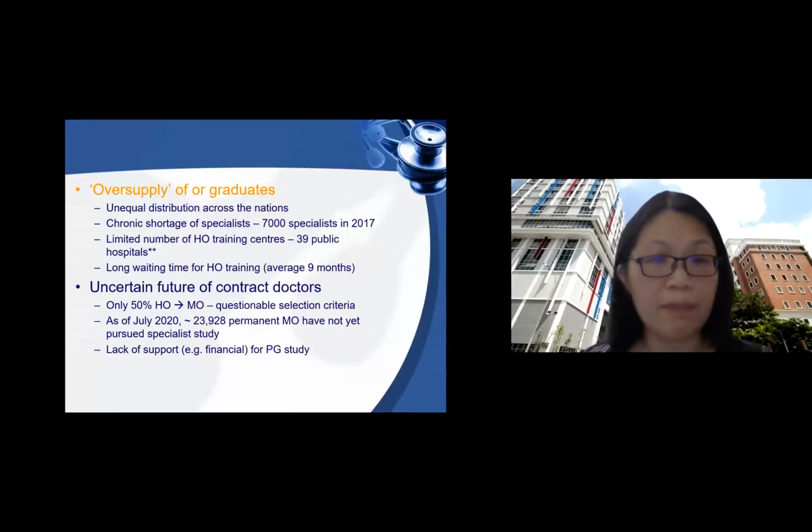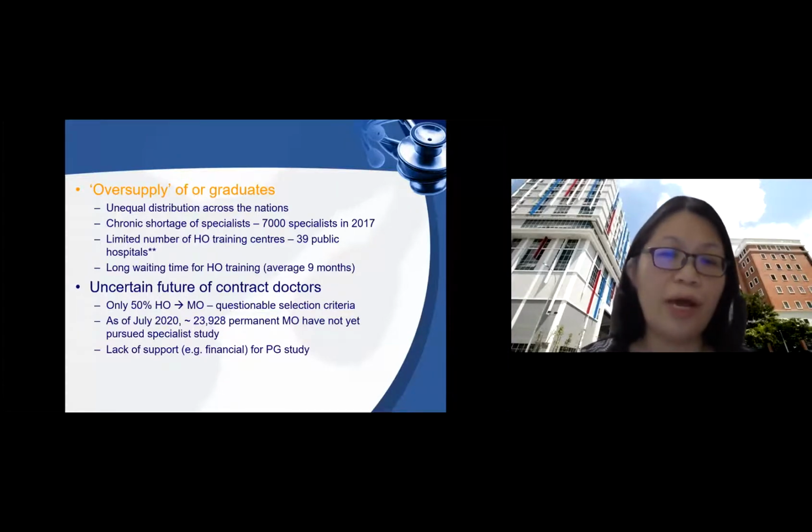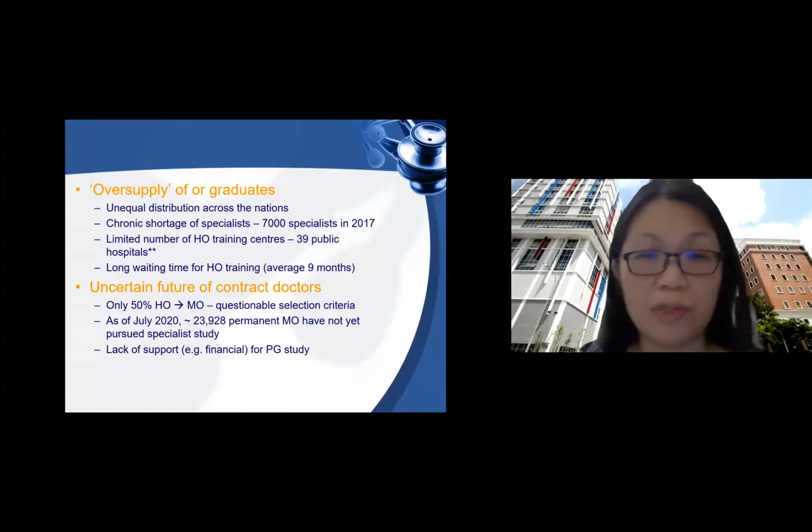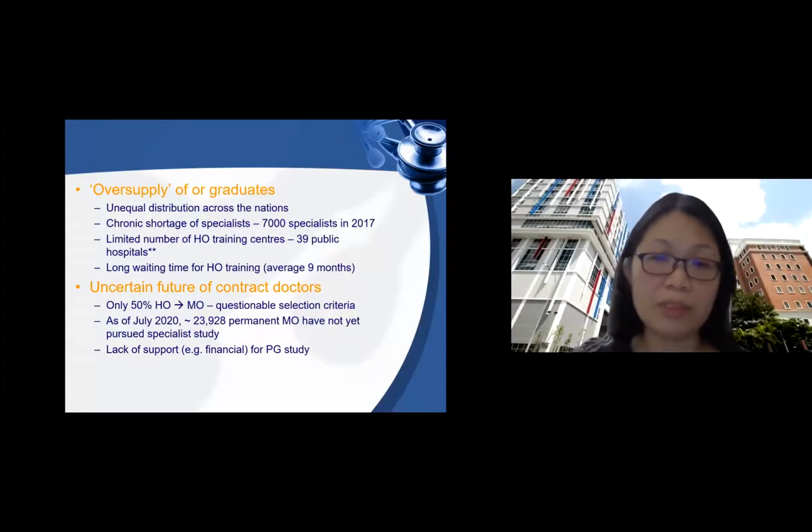Also, because medical graduates like to crowd in certain urban areas, we have a limited number of training centers. That's why it boils down to a long waiting time for HO training, about 9 months. The other reason we have a shortage of specialists is that, as I mentioned before, we have quite a number of medical students, 6,000 of them.